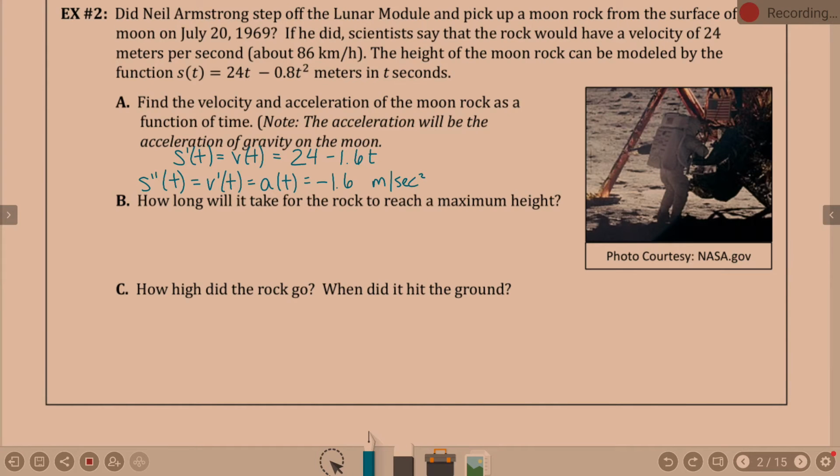Yeah, so note, the acceleration will be the acceleration of gravity on the moon. But officially, don't we say there's no gravity on the moon?